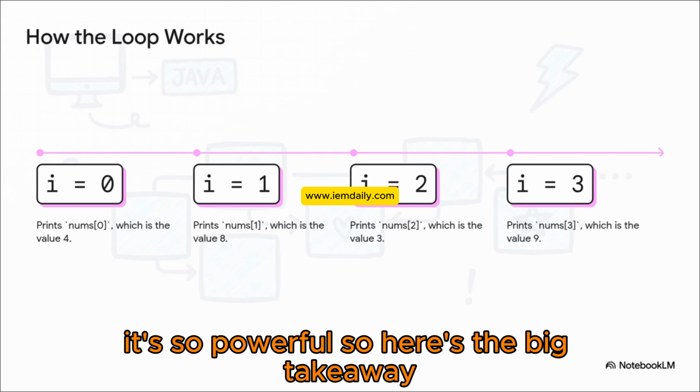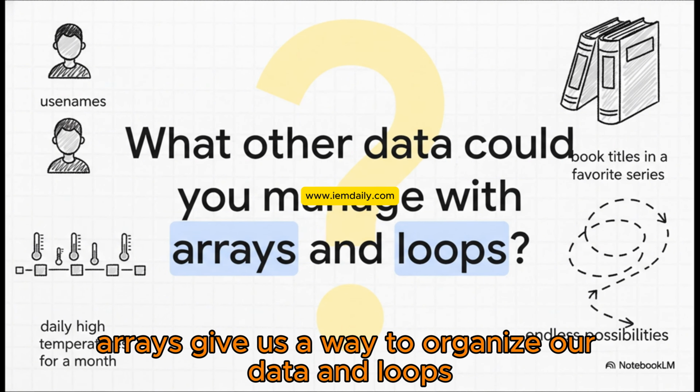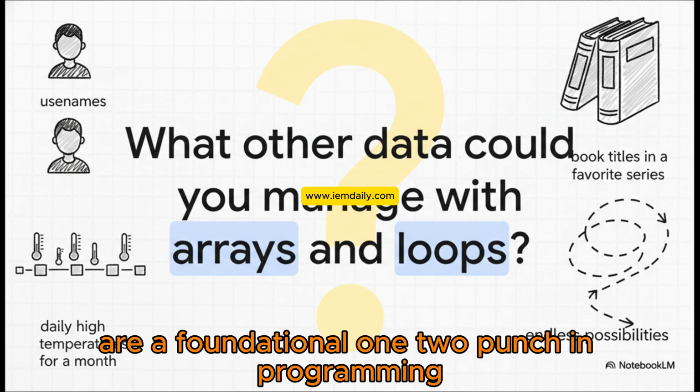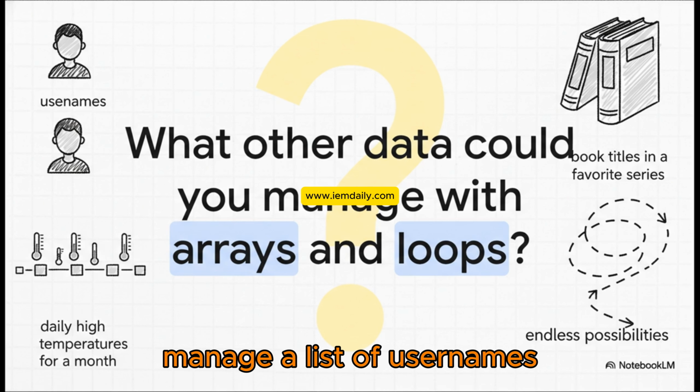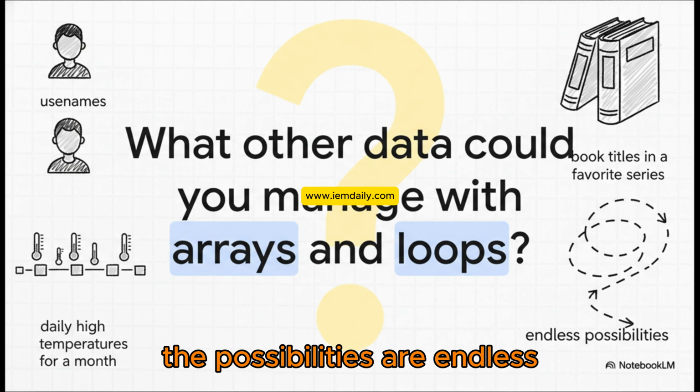It's so powerful. So here's the big takeaway. Arrays give us a way to organize our data, and loops give us a way to process that data efficiently. The two of them together are a foundational 1-2 punch in programming. We've just scratched the surface with numbers, but think about it. What else could you do with this? Manage a list of usernames, analyze scientific measurements, build an inventory system for a game? The possibilities are endless.